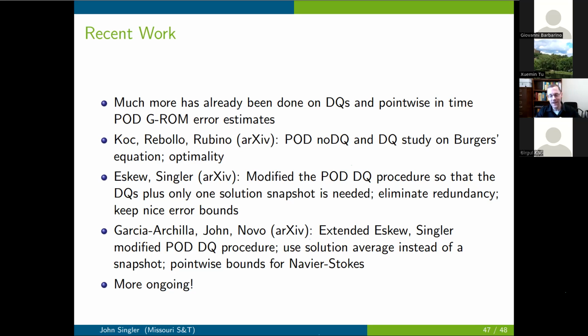But this more recent paper on the Navier-Stokes equations, by Volker John and others, took a modified procedure. Instead of using one snapshot plus the difference quotients, they took the time average of the data and the difference quotients. Of course, a lot of people use the time average with POD, and they remove the time average, right? So then you only need the difference quotients. Anyway, there's more work ongoing in all of these directions, and I think I will stop here.